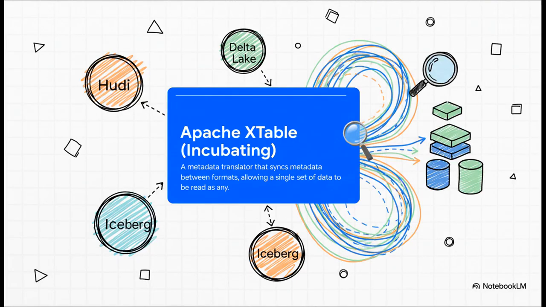Meet Apache Xtable. And let me be clear, this is not a new fourth table format. It's a universal translator. Xtable reads the metadata from one format, let's say Hudi, and it automatically generates the equivalent metadata for both Delta and Iceberg. And it does this without ever copying the underlying data files. So what does this mean? It means you have one single set of data files that can now be read as a Hudi table, a Delta table, and an Iceberg table all at the same time.